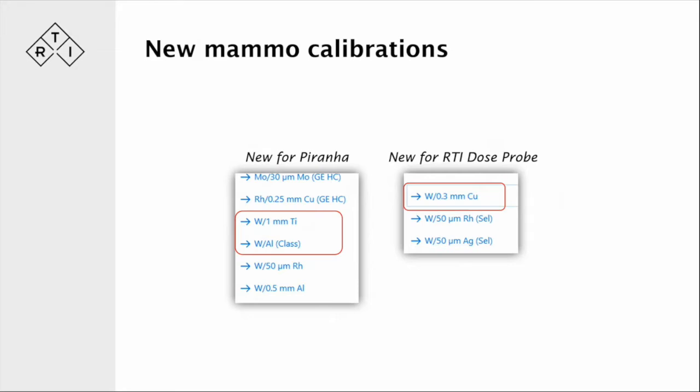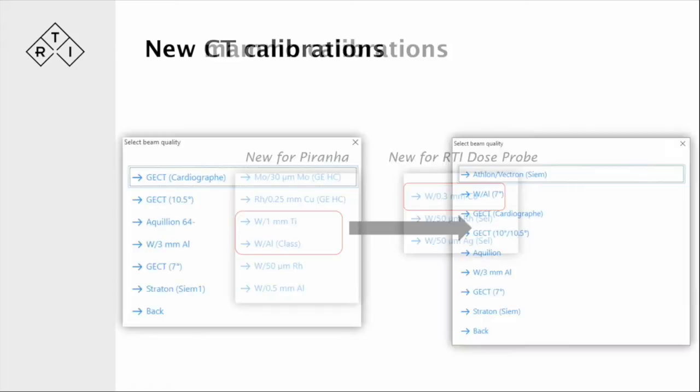We also added some new MAMO calibrations. For the Piranha, there is a tungsten and titanium, and a tungsten aluminum for a class type of new MAMO, another MAMO manufacturer, MAMO machine. And that's for the Piranha. Those are brand new calibrations. Then we have some other ones that we've added to the dose probe. It's the tungsten copper calibration that has been added to the calibrations available for the dose probe, for the RTI dose probe, where we have the extended calibrations. So those are new in calibration.